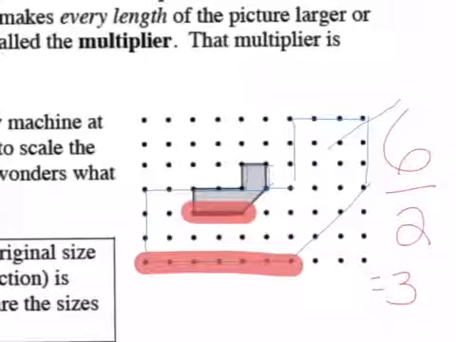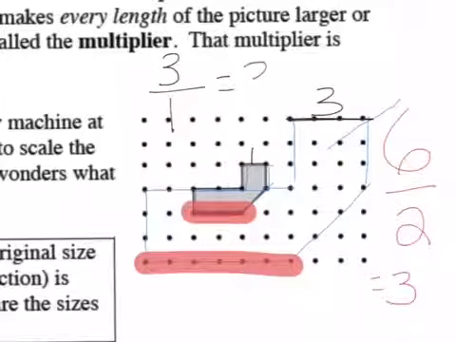I can take any pair of sides and do that same thing with them. So if I take this side up here, that's 3, and on the original shape it was 1. And if we write the ratio of copy over the original, we get 3. Let's take a look at a new one.